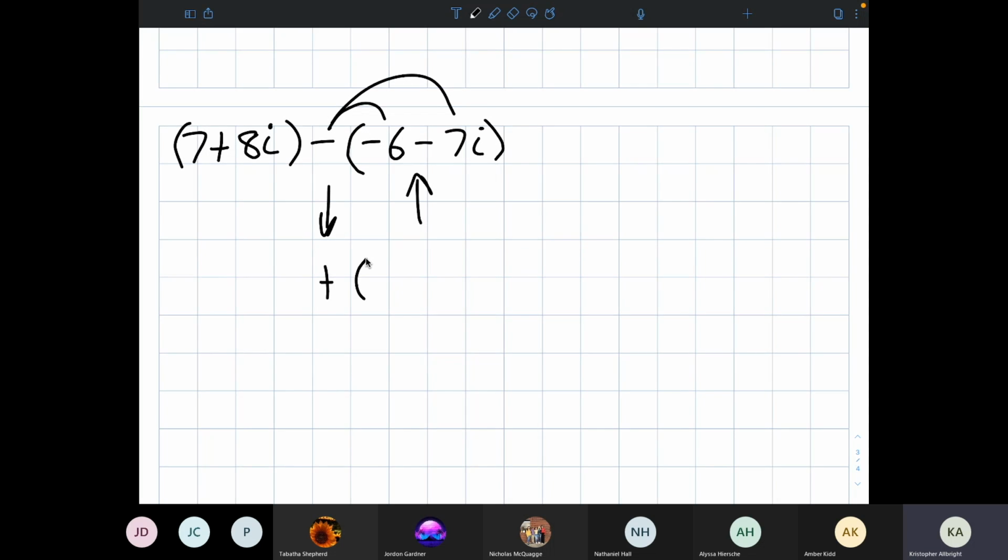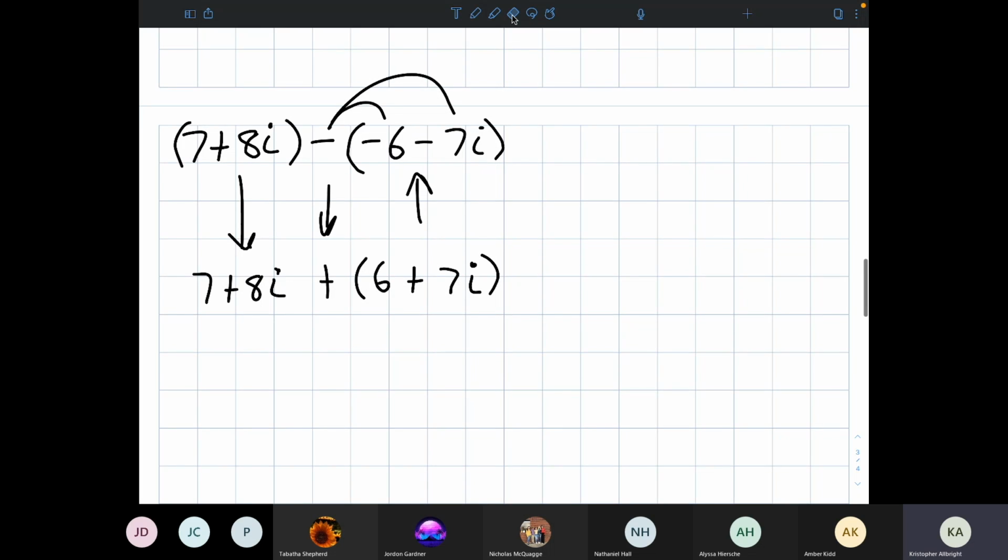So we end up with 6 plus 7i. And they're both positive right now. Everything's positive right now, but it doesn't always have to be that way. You just have to remember to flip the signs. And now that we've done that, we can just kind of drop this. And now it is just an addition problem. And we handle it regular.